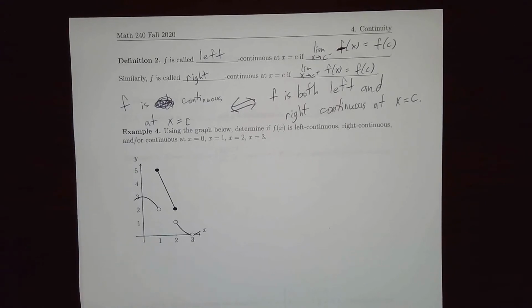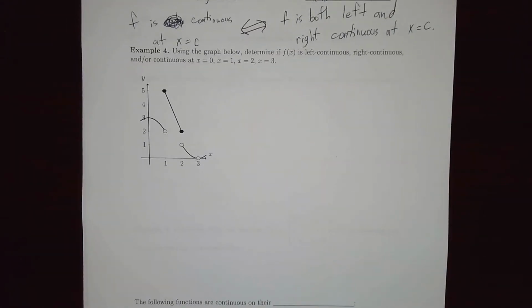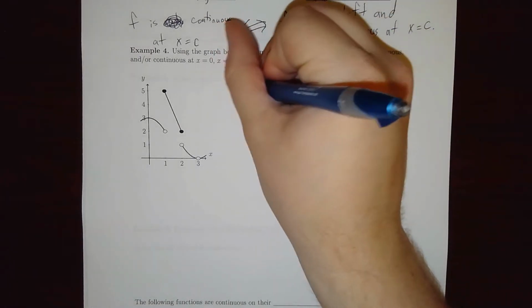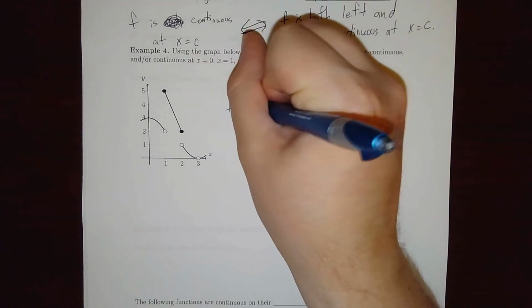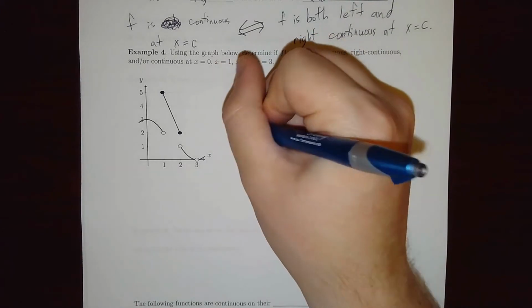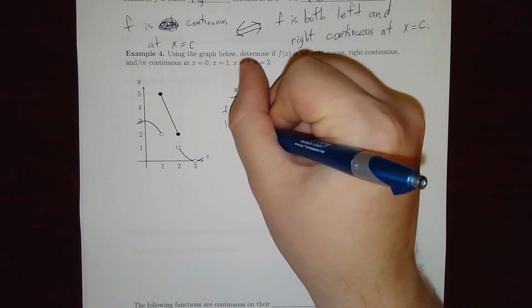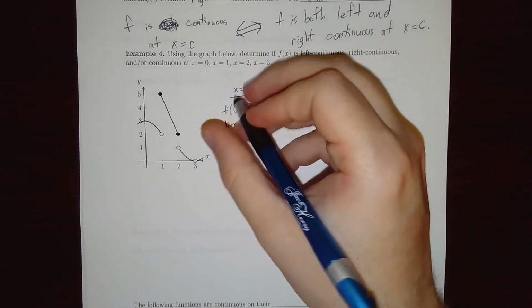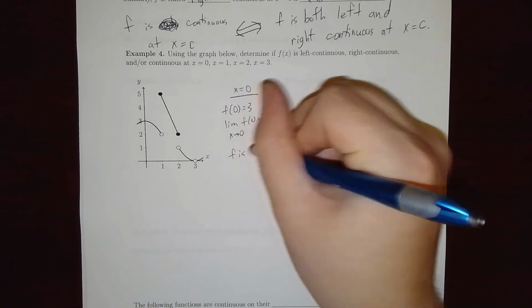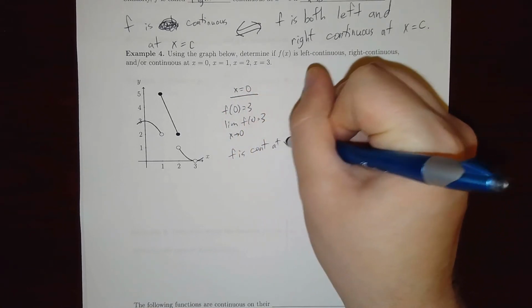So we can go ahead and use these ideas to talk about, with this graph, whether or not the function is left continuous, right continuous, or just continuous at x equals 0, x equals 1, x equals 2, and x equals 3. So for x equals 0, we see that f of 0 is 3, and overall, the limit as x approaches 0 of the function is 3. So f is continuous at x equals 0.